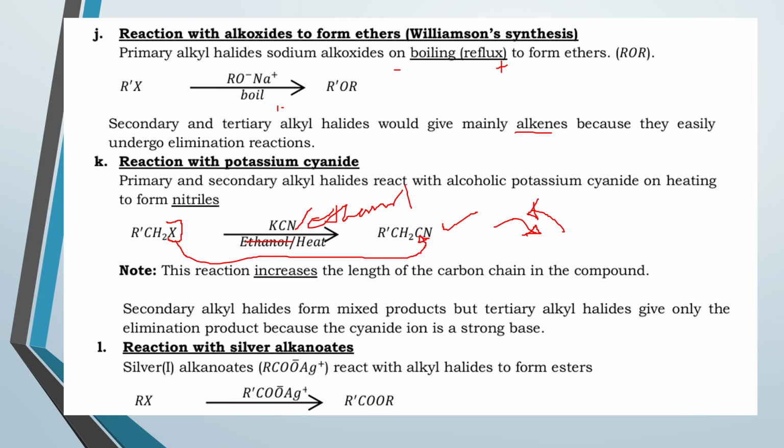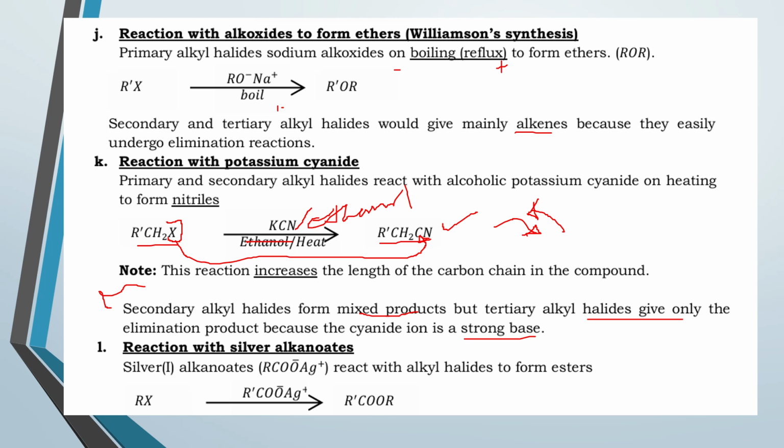So we continue and say that secondary alkyl halides are going to form mixed products, but tertiary alkyl halides give only the elimination product because the cyanide ion is going to be a strong base. But mainly we are going to look at this reaction in the examination bodies when you're dealing with primary alkyl halides. So for the secondary and tertiary alkyl halides, it is going to be a very rare case.